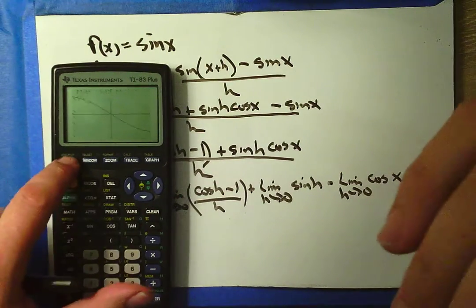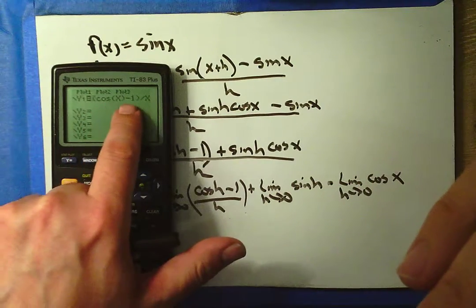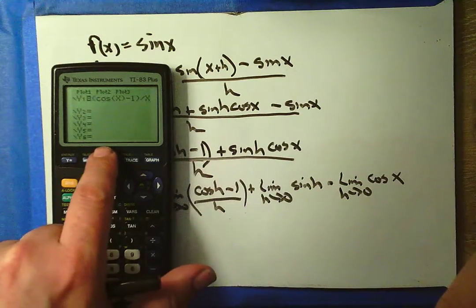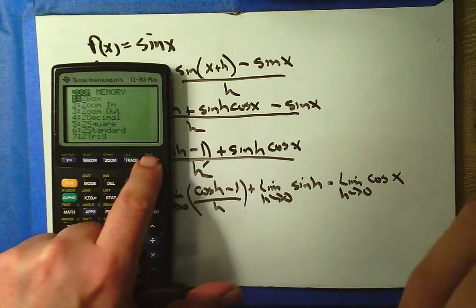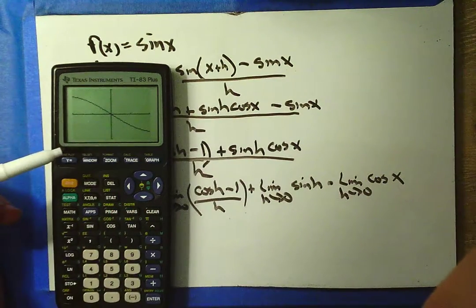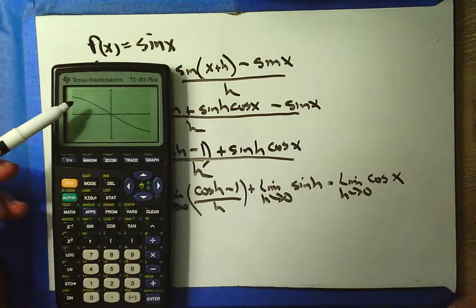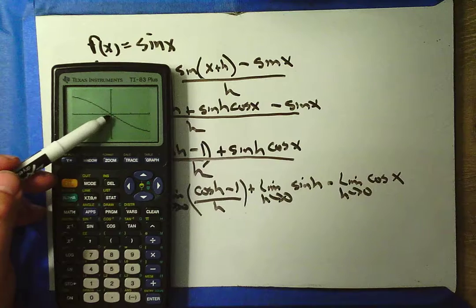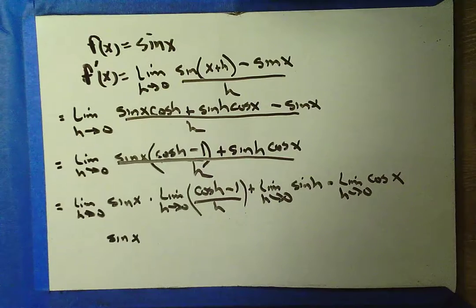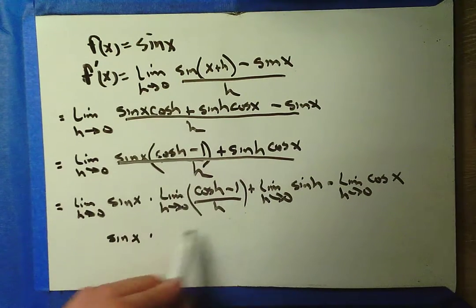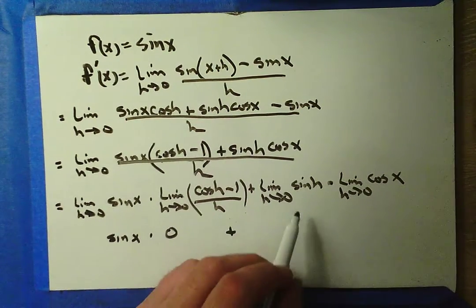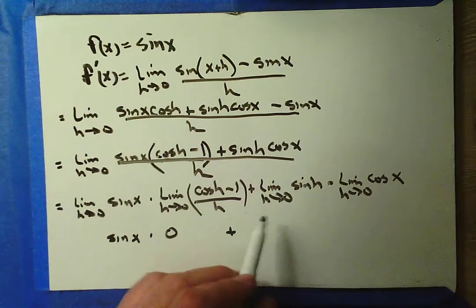I'm going to graph cosine h minus 1 all divided by h. Oops, I don't want zoom, I just want graph. There. As h approaches 0, what's the limit of this function? Well, it looks like cosine h minus 1 over h approaches 0 as h approaches 0 from both sides. So I'm going to say that this limit is 0 when I use a graph or a table. Plus, now, if I plug a 0 in here, the sine of 0 is 0.